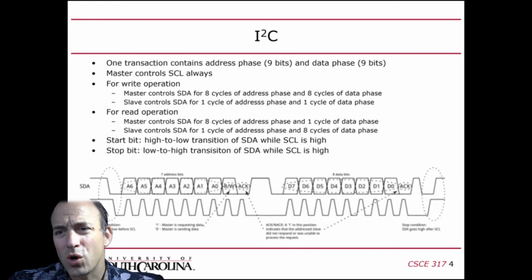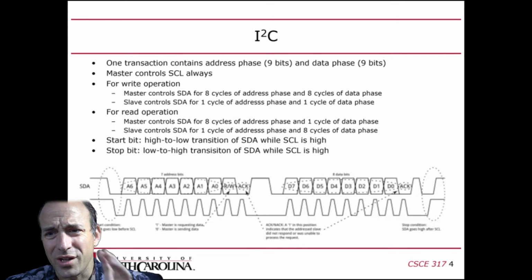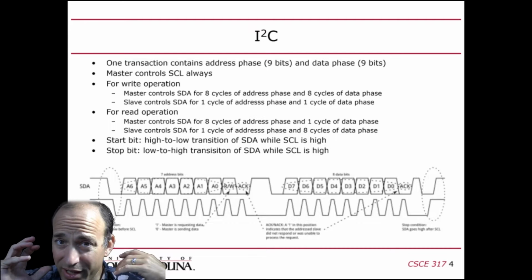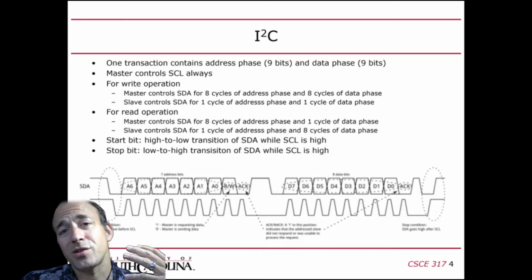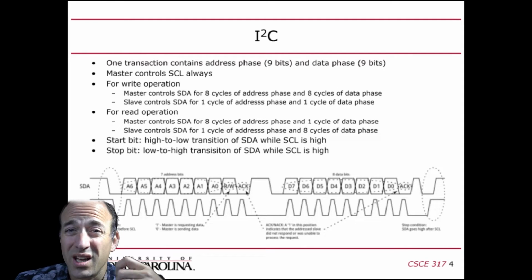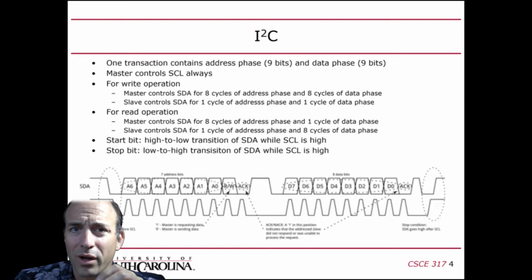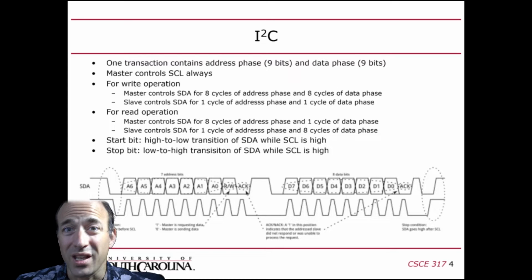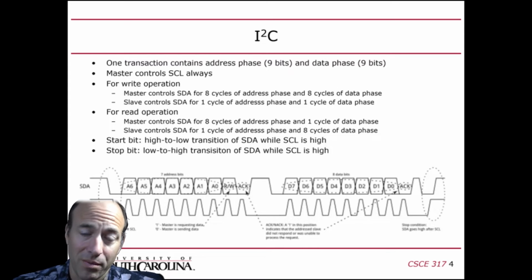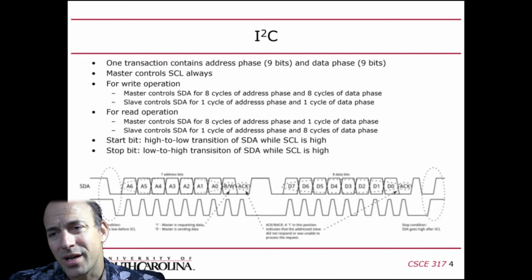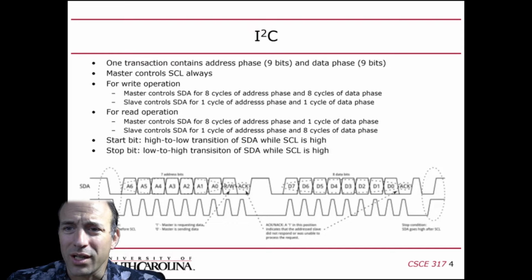And then likewise, the slave controls SDA for 1 cycle of the address phase and 8 cycles of the data phase. So that part is, like I said, kind of tricky, because you have this handover of control. Like if I do a transaction, I'm the master, I toggle SDA for 8 cycles, and then I give up control of SDA for only 1 cycle, so the slave can use it to acknowledge me, and then I take back control again if I'm doing a write, for instance. So I wanted to make that part clear.